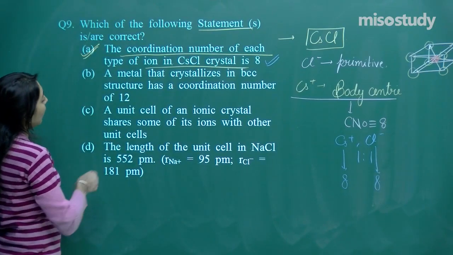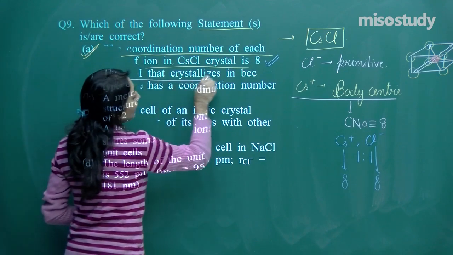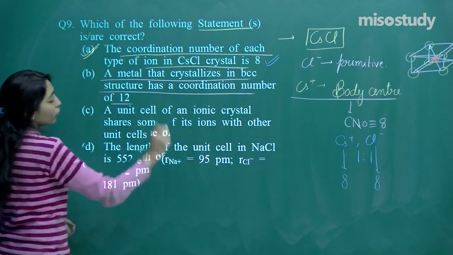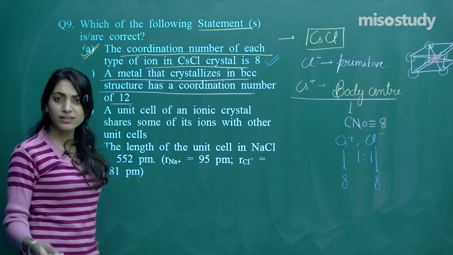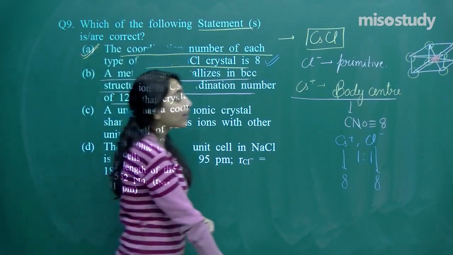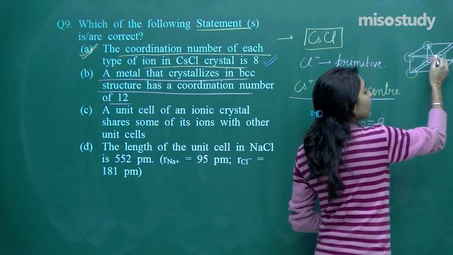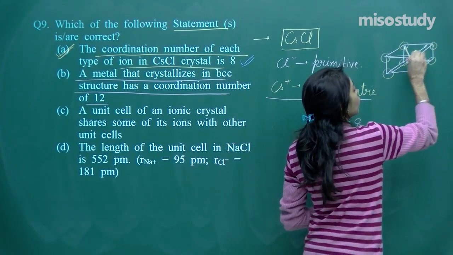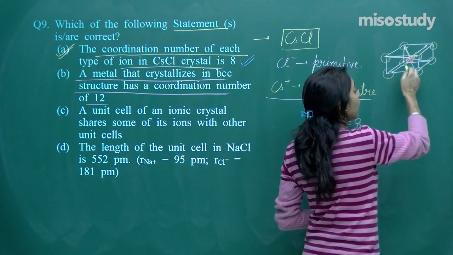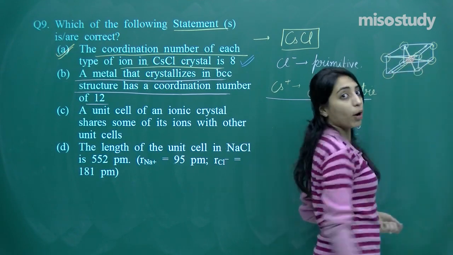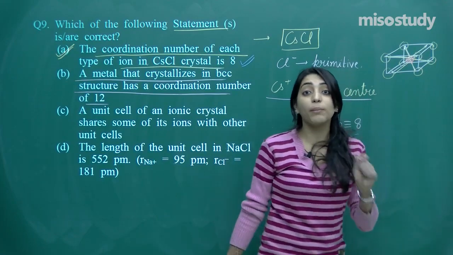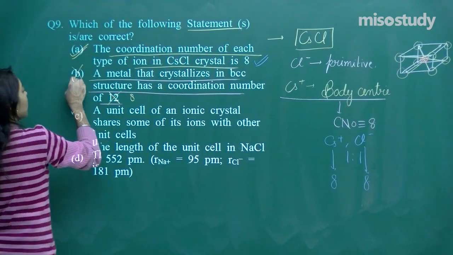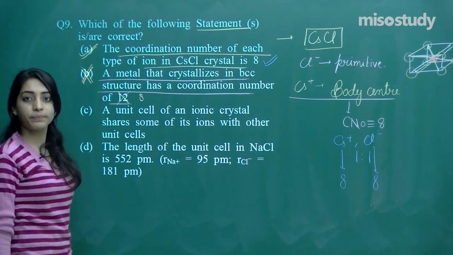Moving further, we have: a metal that crystallizes in BCC structure has a coordination number of 12. This is wrong, no? This is what I said. If there is any atom in the center, it must be attached to 1, 2, 3, 4 on the top, 1, 2, 3, 4 on the bottom. So it should be having a coordination number of 8 and not a coordination number of 12. So option number B is the wrong option.